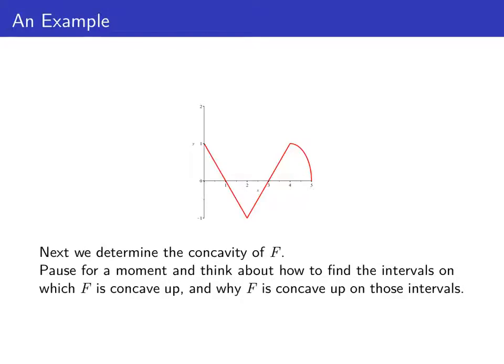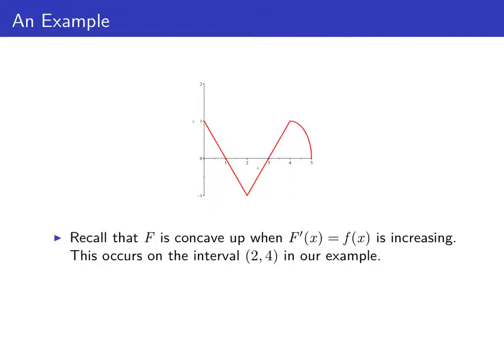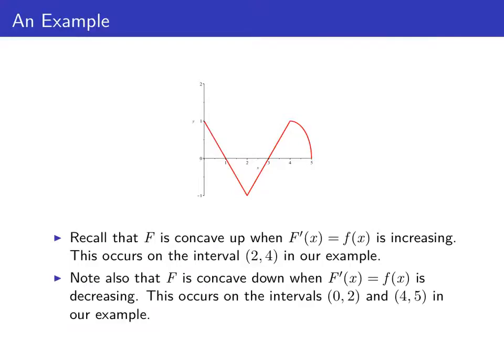Next, let's think about the concavity of our antiderivative big F. Again, pause the video for a moment and think about the intervals on which big F is concave up, and why big F is concave up on those intervals. So recall that big F is concave up when the first derivative, in this case the graph of little f, is increasing, and this occurs on the interval from 2 to 4. Big F is concave down when the derivative little f is decreasing, and in this example, that's on the intervals from 0 to 2 and from 4 to 5.